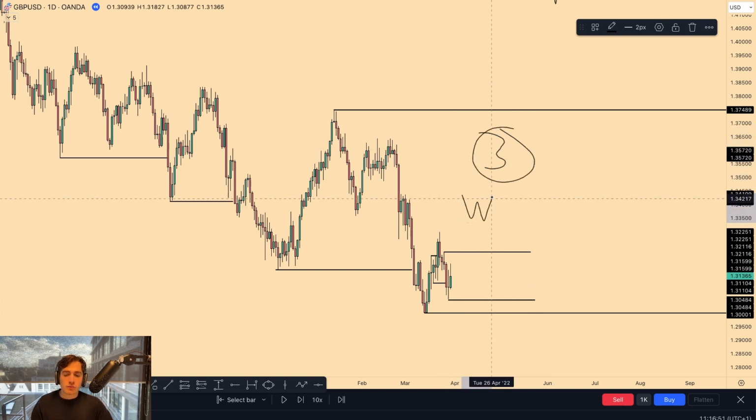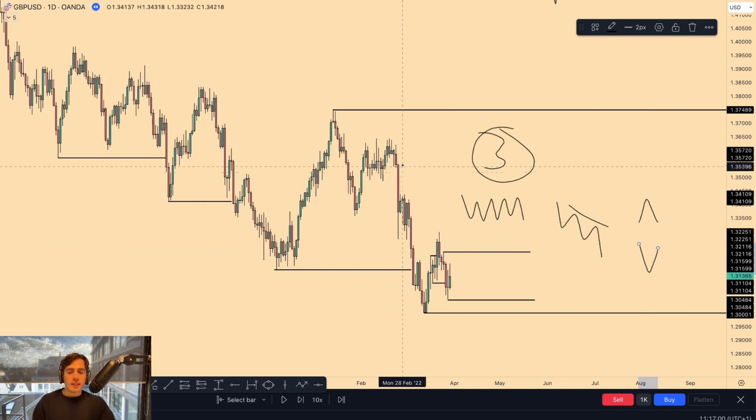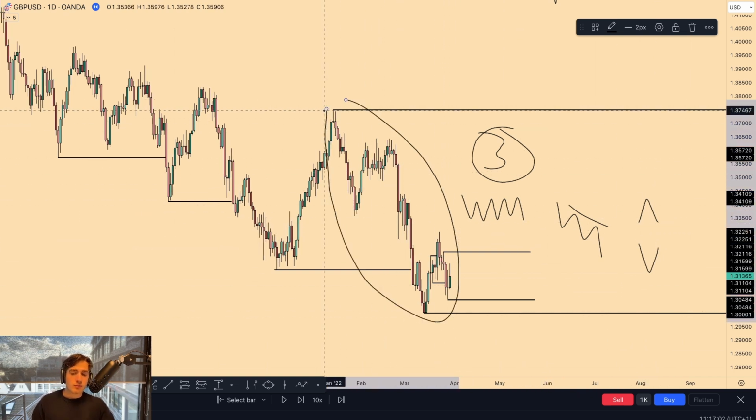So form number 1 is range liquidity, form number 2 is trendline liquidity, and form number 3 is swing high and swing low. So in this particular chart over here, we have different forms of liquidity.